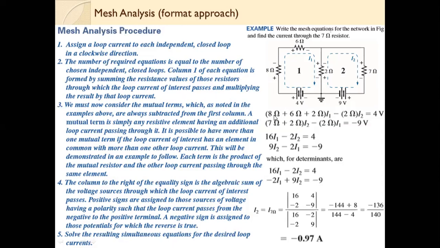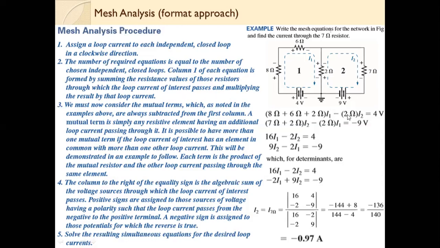So this is the voltage drop in this loop, and so this is 8 plus 6 plus 2 multiplied by I1. And then we write the mutual term. Mutual term means a term which is shared between the two loops. So here the 2 ohm resistance is shared between the two loops. It can be one resistance or a number of resistances. In this case, there is just one resistance shared between the two loops. We will write it with a minus sign.